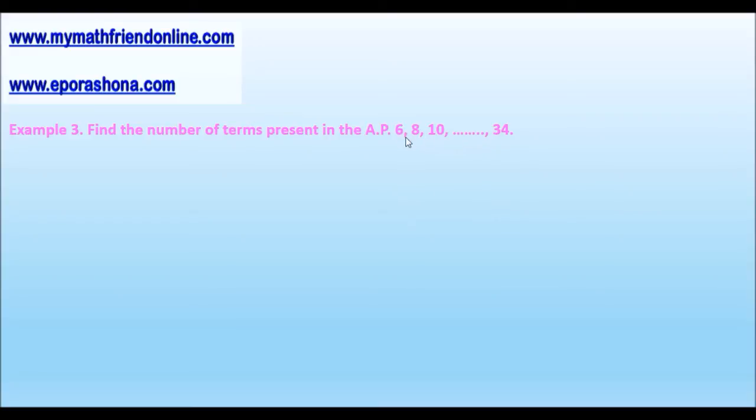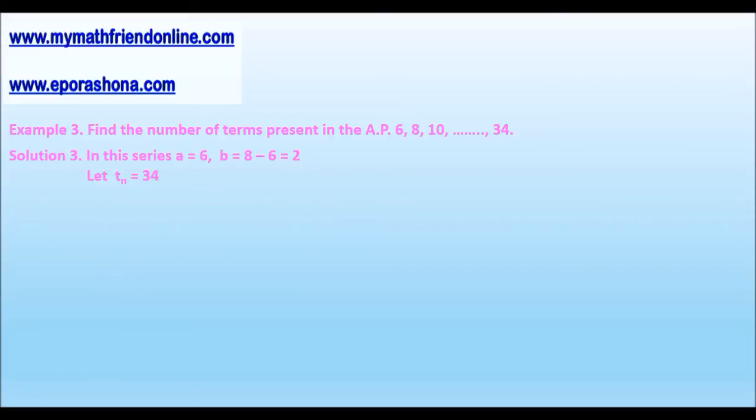Is it in AP? Let us see. 6 is the first term. So 8 minus 6 is 2. 10 minus 8 is 2. So we are having the difference as constant. It is 2. We are having the common difference as 2. Therefore, this series is in AP. Okay. In this series, the first term is 6, the common difference b is equal to 2.